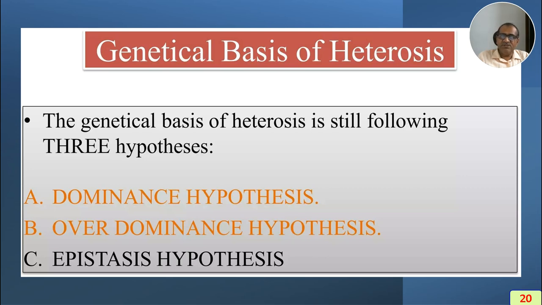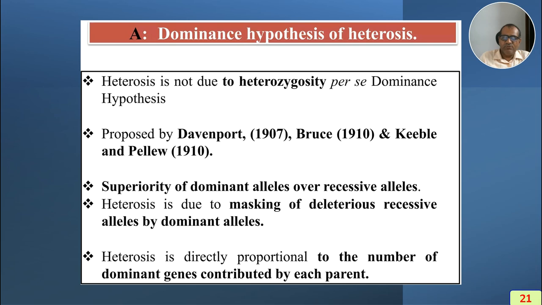The genetic basis of heterosis still follows three hypotheses. Number one, the dominance hypothesis. Number two, the overdominance hypothesis, whereas the other one is the epistasis hypothesis. The dominance hypothesis says that heterosis is not due to heterozygosity but to dominance.